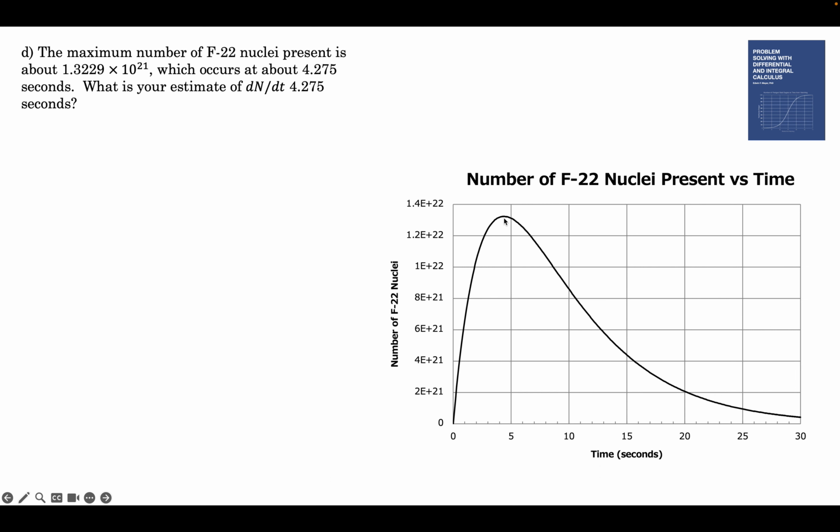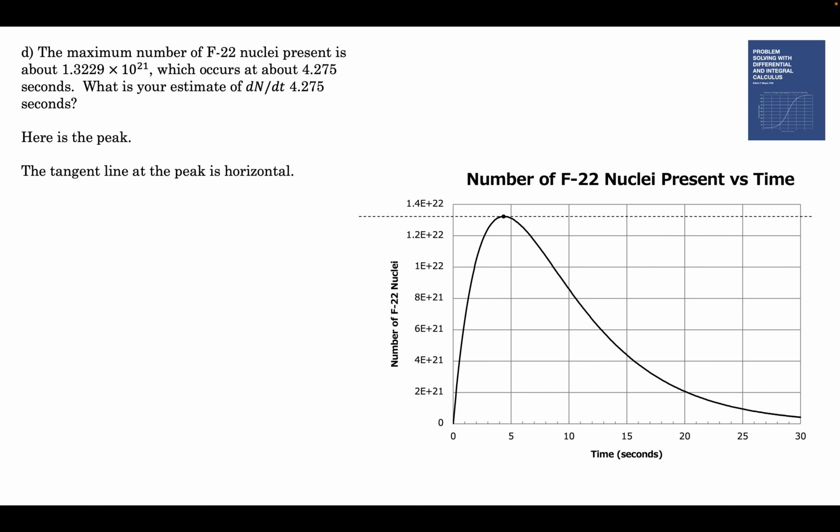Right here. Let's locate the peak. There it is. The tangent line is horizontal. The rise is 0. The run is infinite. What's the slope of that line? It's 0. So dn/dt goes from increasing to decreasing at that point.